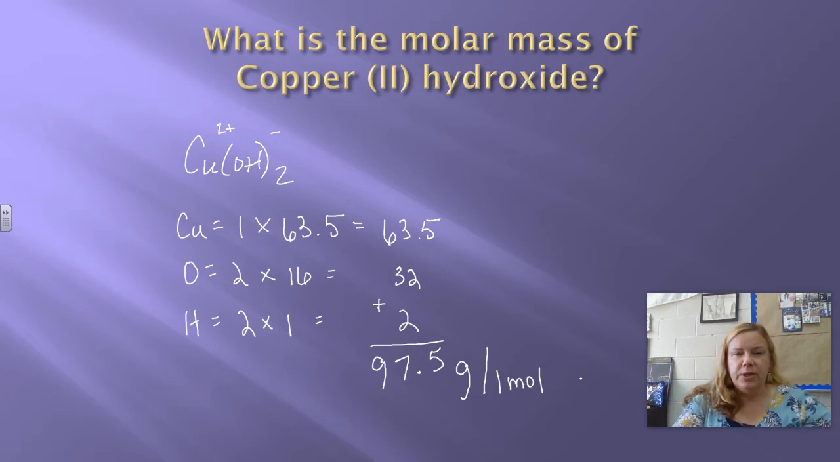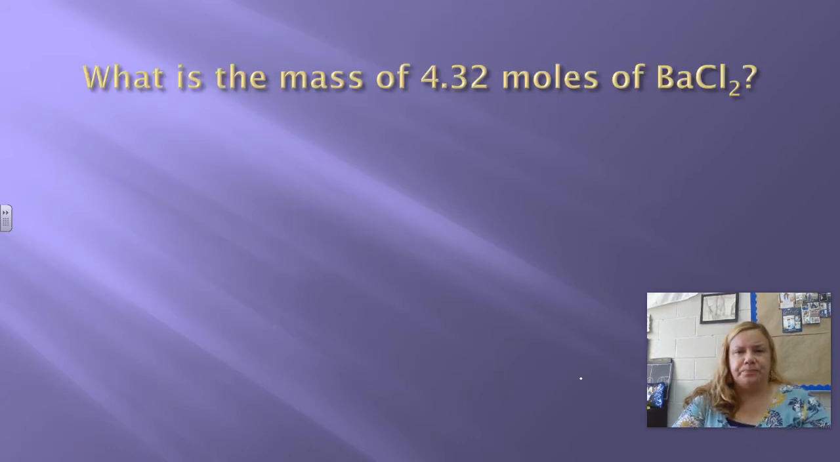We need to be able to do this in order to convert from moles to mass, mass to moles. So let's try this. First off, we want to know what the mass is of 4.32 moles of barium chloride. We're given the amount in moles, and we need the molar mass in order to convert. So we've got to look at barium chloride first.